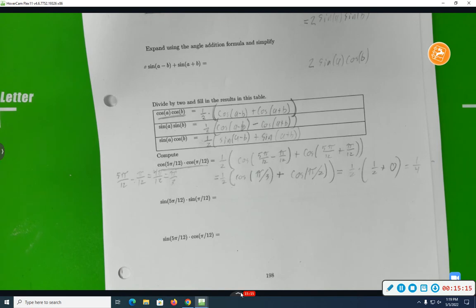Do you think it's worth spending time doing 2 more similar computations? Is there interest in doing that on your own now and then coming together? Cool. So I guess same breakup. Maybe I'll switch things, so like who's doing the sine and who's doing the sine cosine switches. So sine 5 pi over 12 times the sine of pi over 12. Sine 5 pi over 12 times cosine pi over 12.